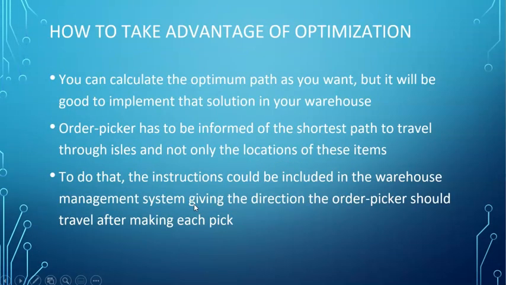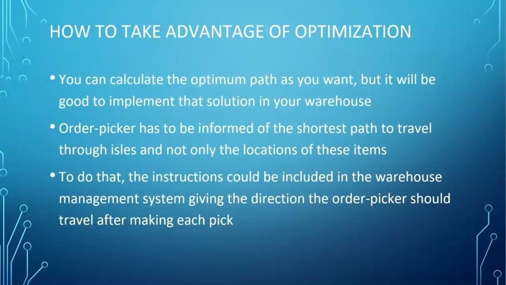The calculated optimum path should be implemented in the warehouse. So yes, you did calculate the optimum path, but once you calculate it, you need to implement it in the warehouse. If a new path was adopted, order pickers should be informed, and in some cases, you need to train them on how to travel, where to travel, what to do, what will be the new process of picking the item through the aisles.